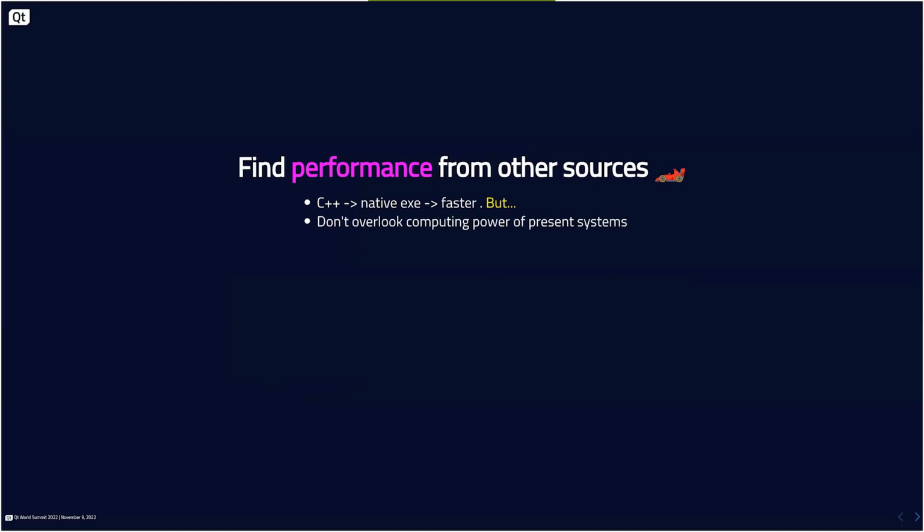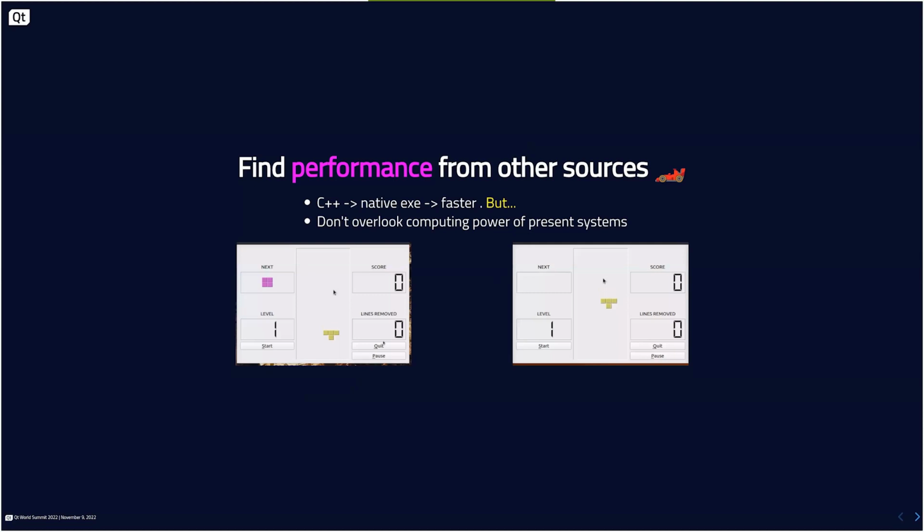Because if you look at this example here, this is one of the examples called the Tetrix example in PySide. And it's also present in Qt as well. One of these is actually in C++ and another one is in Python. Can you tell the difference? Which one is which? Because of the present computing power of systems, even though C++ is much faster for many applications, you wouldn't actually recognize the fact that C++ is much faster.